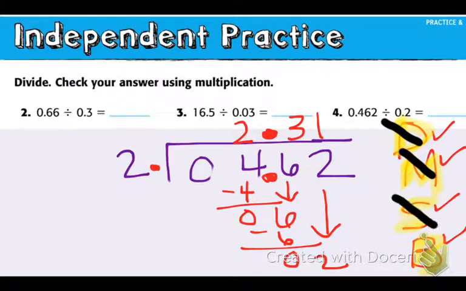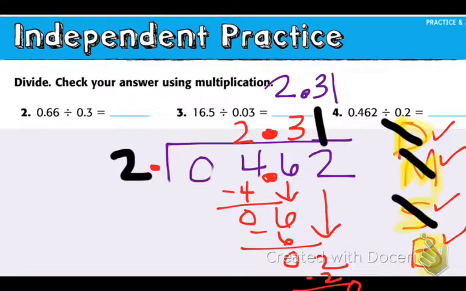What is 2 times 1? So we can subtract it. Well, I know that 2 times 1 is 2. So I can subtract 2. There's nothing left to bring down, nothing left over. I think I have the answer. I'm going to go ahead and write it in. I think the answer is 2 and 31/100ths.